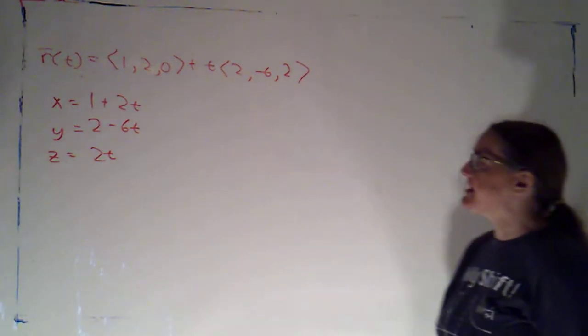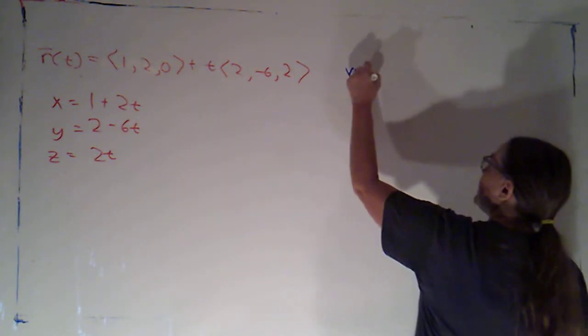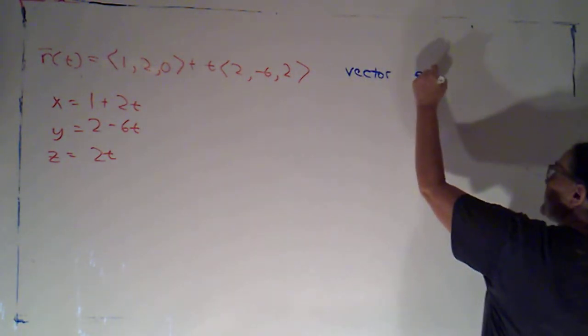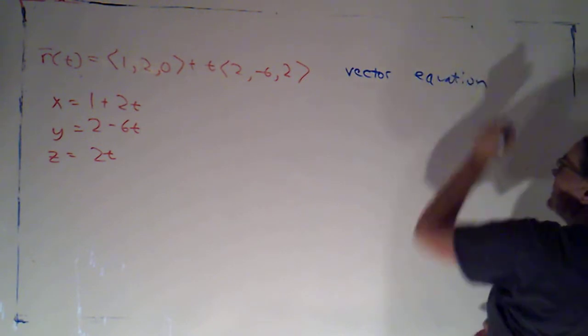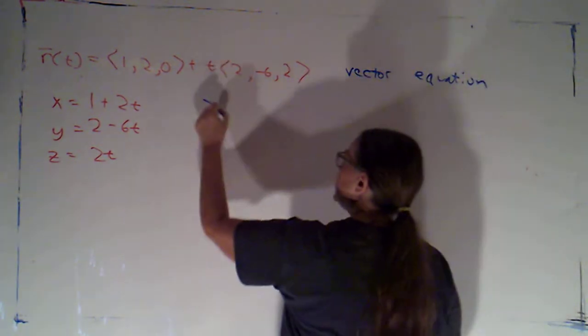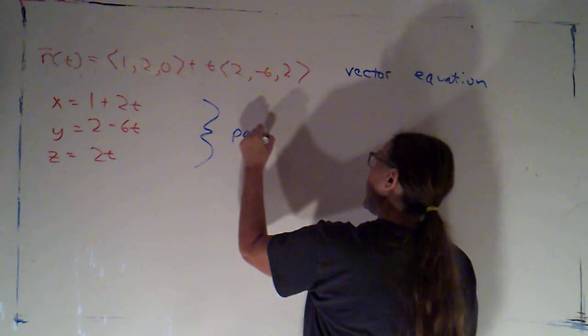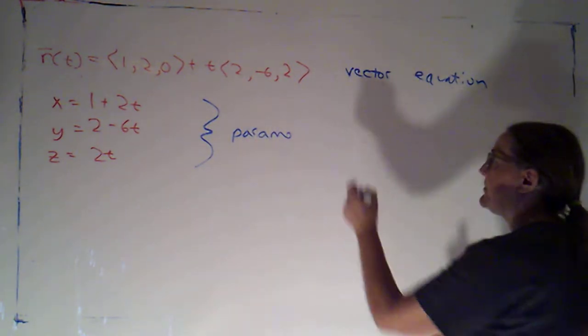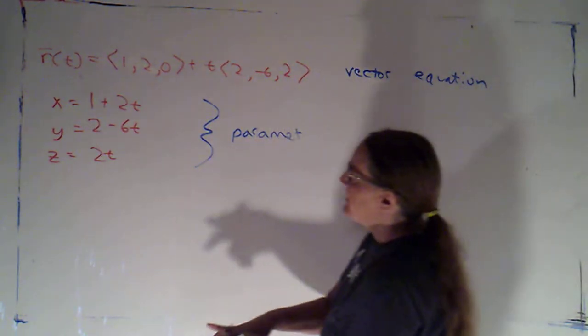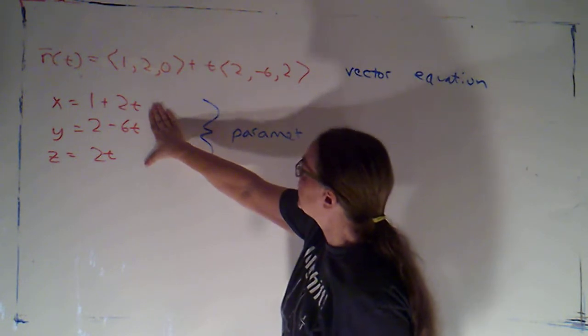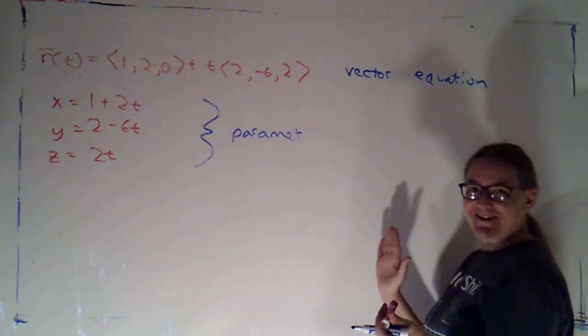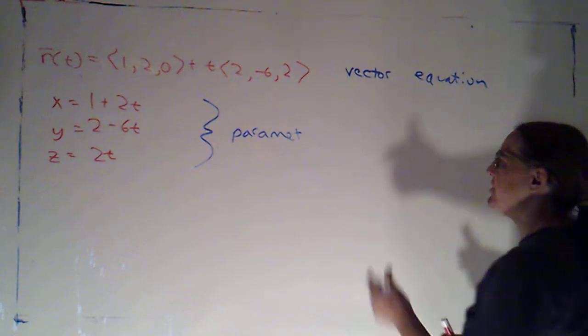Here are the two descriptions of the line we worked with in the last video. This describes that line as a single vector equation. This describes the same line using parametric equations, so it's a triple of equations. And of course, these formulas for x, y, and z just become the component functions for the single vector function r of t.